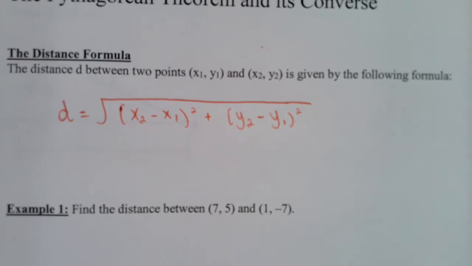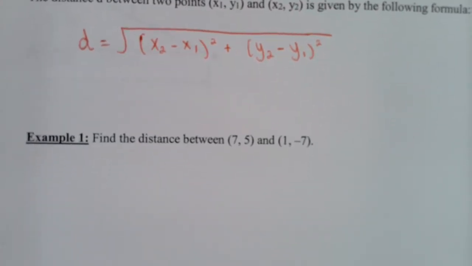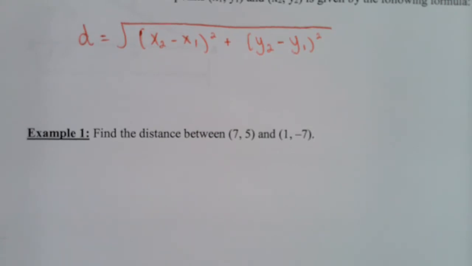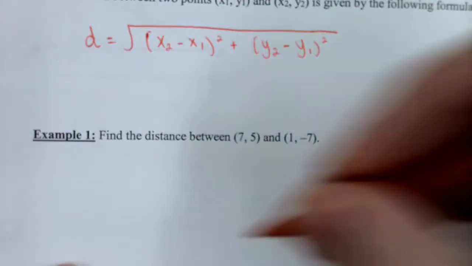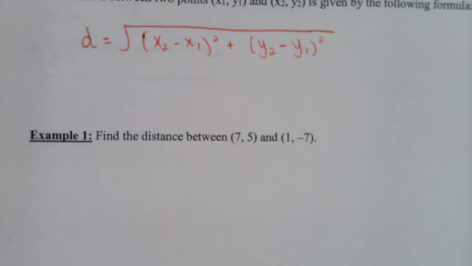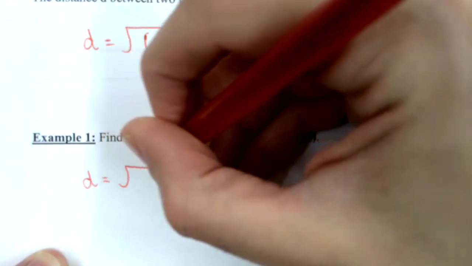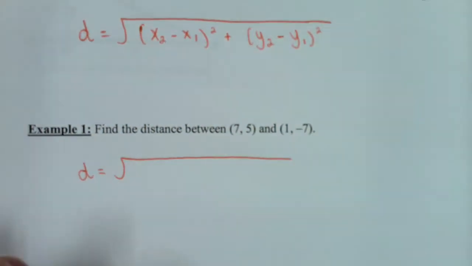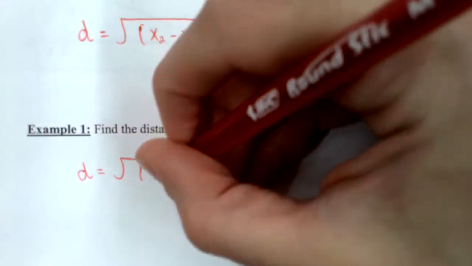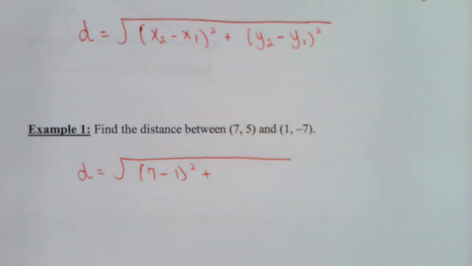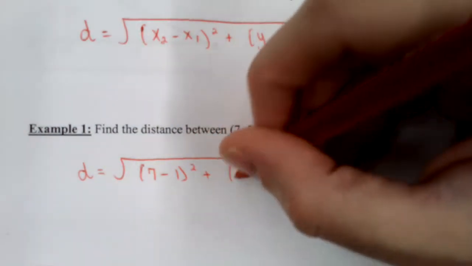So find the distance between 7, 5 and 1, negative 7. We're going to give our answer in simplest radical form, and we'll give it as a decimal. We'll do it both ways. Okay, so I'll do 7 minus 1 squared. If I do 7 minus 1, then I have to do 5 minus negative 7.